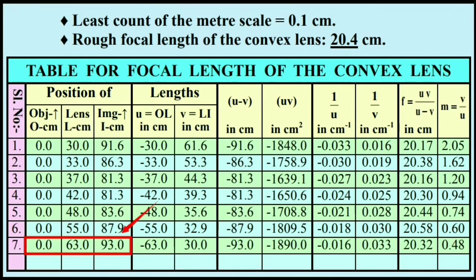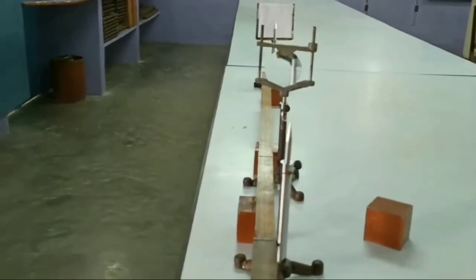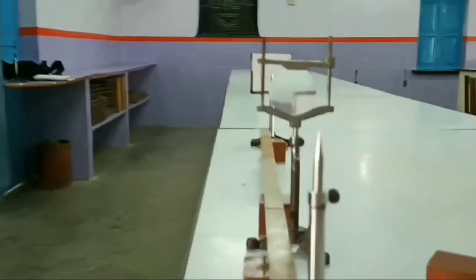Here is observation number 7 recorded in the table, where object pin position is 0.0, lens position is 63.0, and image locating pin position is 93.0 on the meter scale, and the values in the rest of the columns are calculated based on these three values only. I go for the eighth and the last observation of this experiment.